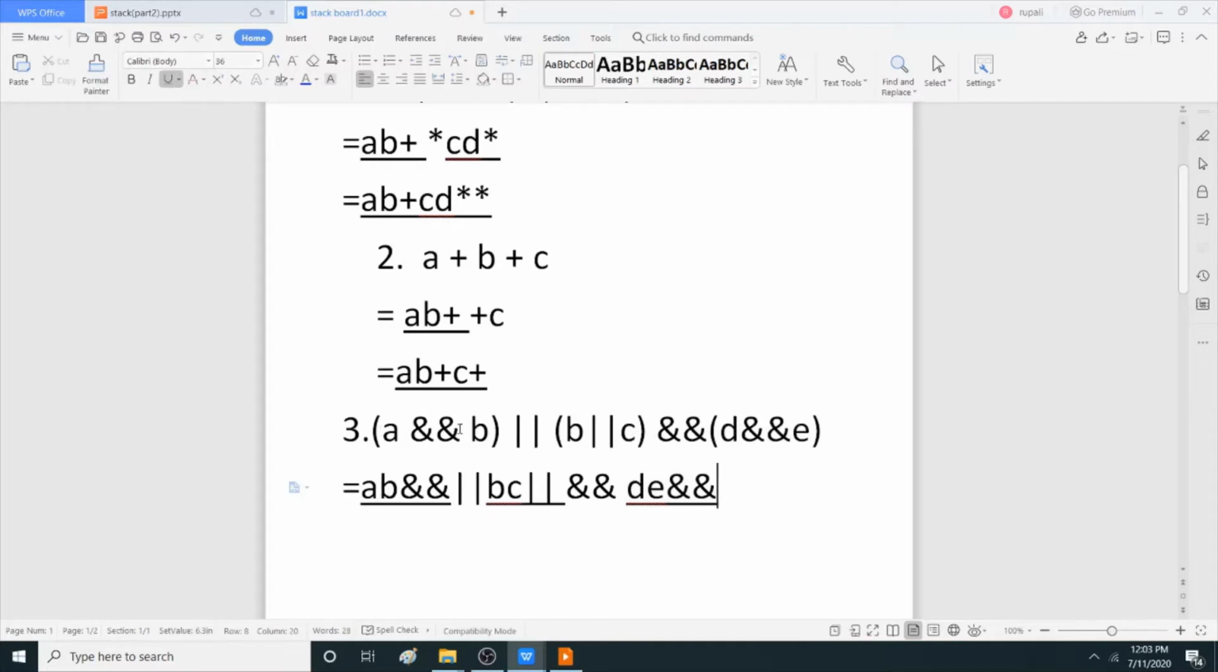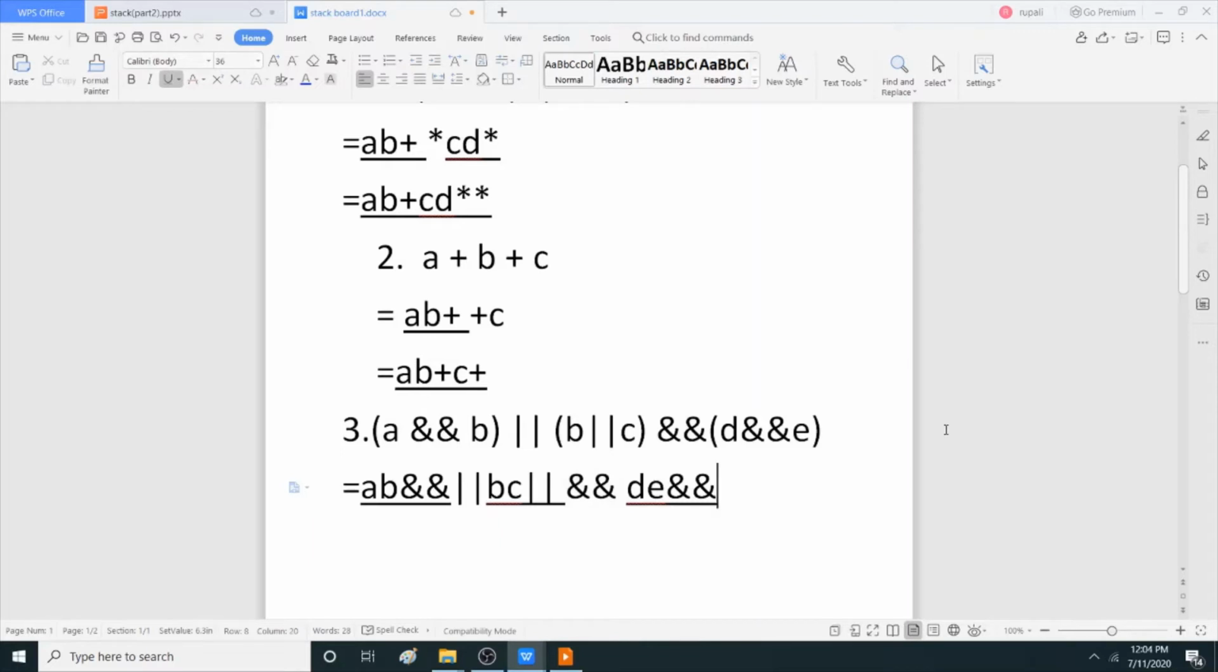Now see, A B and, because it is within the bracket, and the bracket has greater priority than all operators. So A B and, this one is B C or, and this one is D E and. Now imagine this is one operand, this is another operand and this is another operand. In between these operands there is one or and another and. Which one has greater priority? And has greater priority than or. So first you have to do this operator.